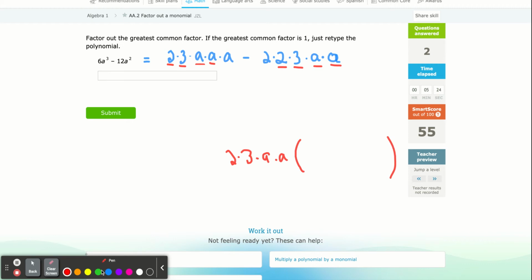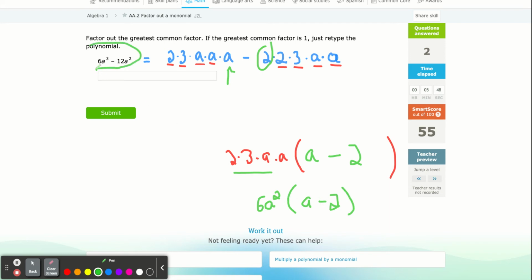That leaves in the first expression this single a, minus, and what's left in the second term? A 2. And then I just combine these all and write it as 6a squared outside the parentheses, then a minus 2 inside the parentheses. And if I was to distribute this back in, I would get 6a cubed minus 12a squared. But we don't distribute it back in. We actually write this as our answer.